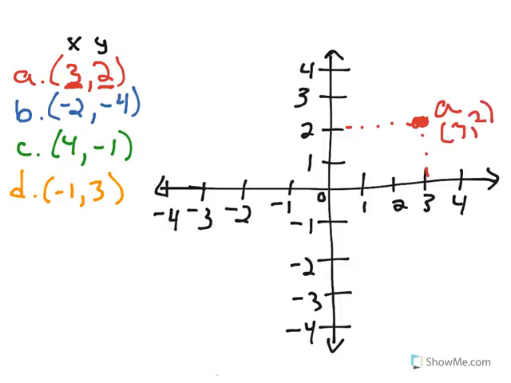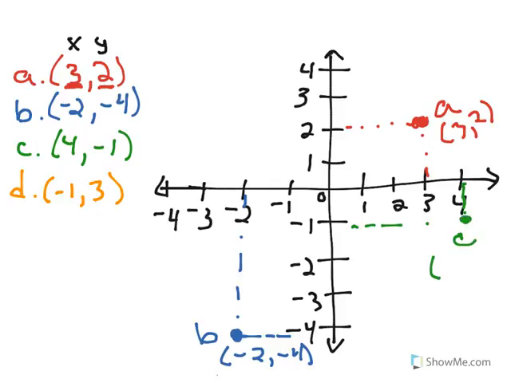To plot point B, we find negative 2 on the number line, and we go down until we are across from negative 4 on the y-axis, and that's where we plot point B. Point B has coordinates negative 2, negative 4. To plot point C, we find 4 on the x-axis and go down until we are across from negative 1 on the y-axis, and that's where we plot point C, which has coordinates 4, negative 1.